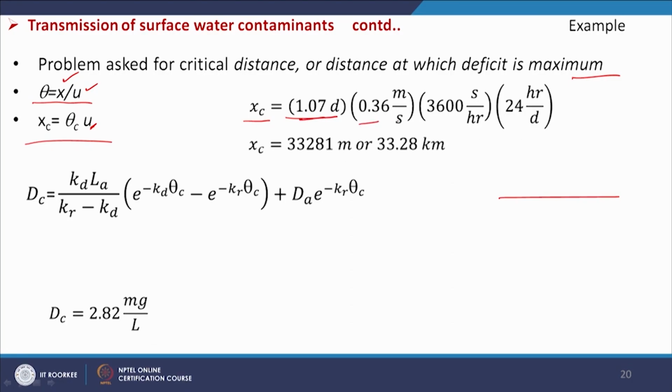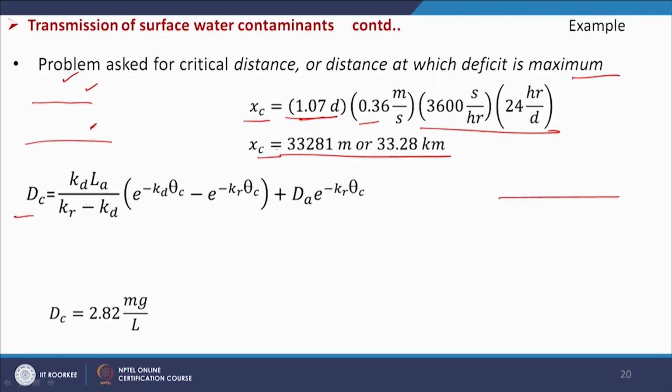This is meter per second, so convert it into hour by multiplying by 3600, and then into day by multiplying by 24 hour per day. So, we are getting x equal to 33.28 kilometer, because this velocity is given in meter per second, so these conversions are there. Okay, then what will be the Dc now?